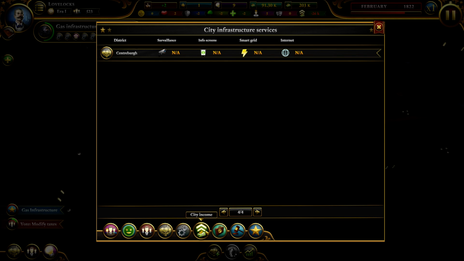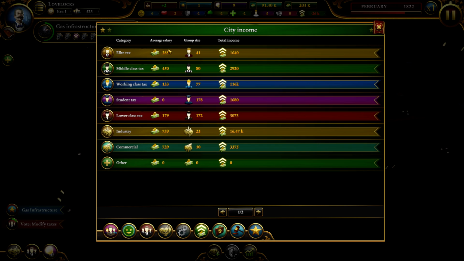Gotcha. City income. So for the elite, we get 1,640. It's 41 of them. Middle class, 2,920. Who's paying the most taxes? Industry by far. And then, of course, the lower class. Yeah. Well, sorry, industry, commercial, then the lower class. Makes sense. We gotta get this number. Well, that's total, right? So I don't know. There's fewer of them, right? So yeah, I'd like to see that number go higher.